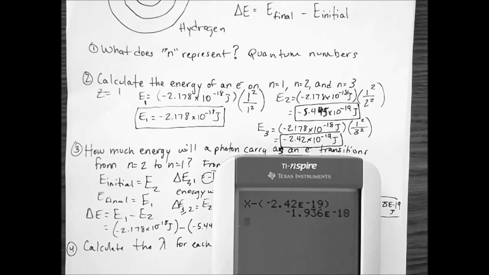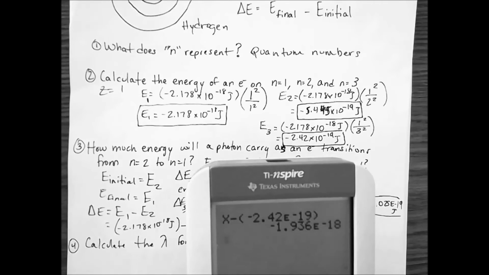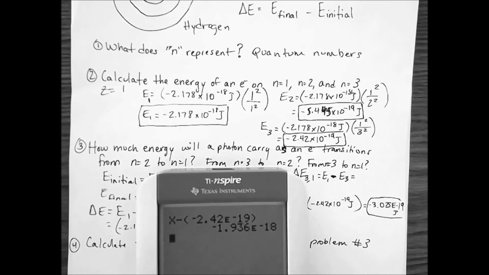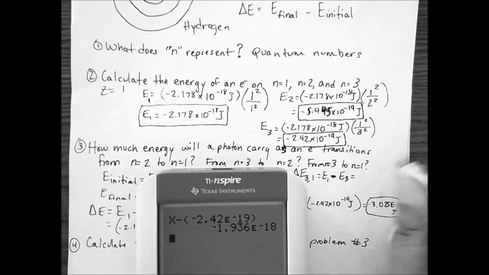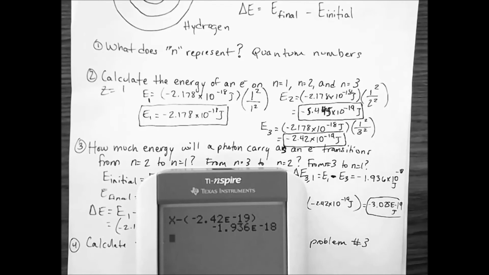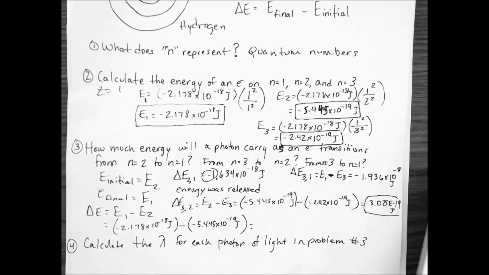So here it is. If you're going to jump from the third ring back down to the first ring, this is the amount of energy you will have to release. It's negative. That means we are releasing energy. So that transition is negative 1.936 times 10 to the negative 18th power joules. And there you go. That's the amount of energy that is lost or given away when you go from the third ring down to the first ring.